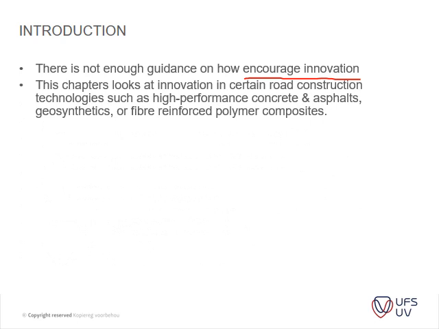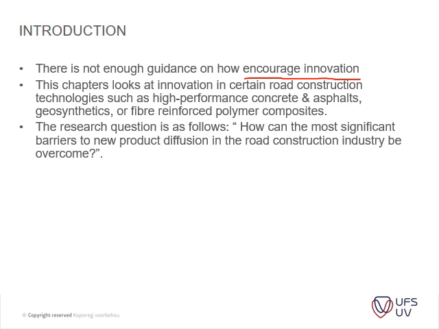The chapter looks at the innovation in certain road construction technologies such as high performance concrete, asphalts, geosynthetics, fiber reinforced polymer composites, etc. The research question is as follows: how can the most significant barriers to new product diffusion in the road construction industry be overcome?